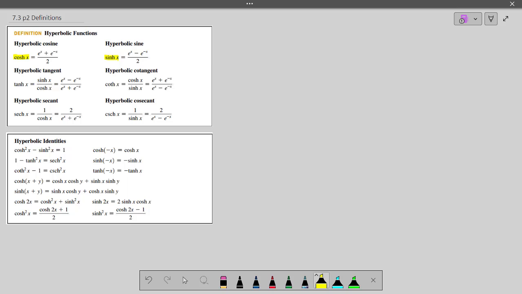And they will lead to the definitions of the other 4 hyperbolics. So tangent, hyperbolic tangent, we have this parallel with the circular functions will be sinh over cosh, just like tangent is sine over cosine. So we're going to really emphasize this parallel connection. Similarly, hyperbolic cotangent, which most people will call cotangent, tangent and cotangent.